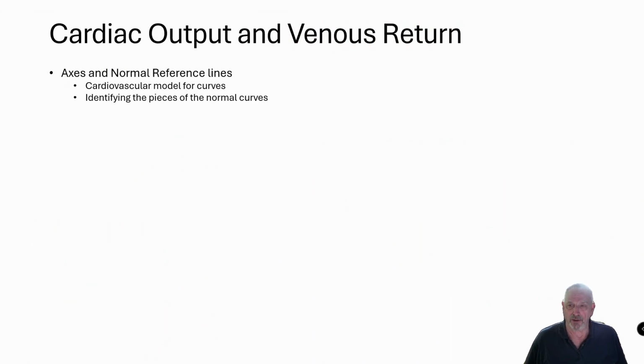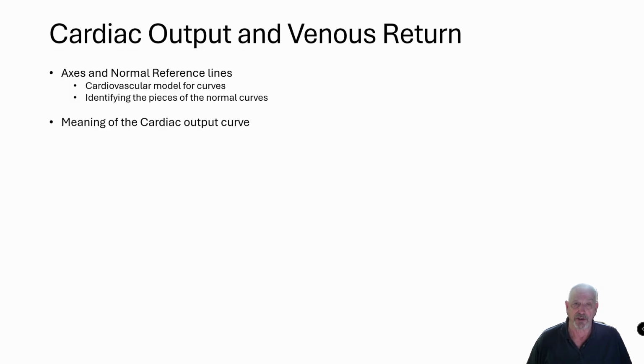We're going to start out looking at the model of the heart and blood vessels, the circulation that we're going to use for cardiac output and venous return curves, and identify the critical pieces for the axes on cardiac output and venous return curves with the various names and important points that you should be able to recognize no matter what the intervention is.